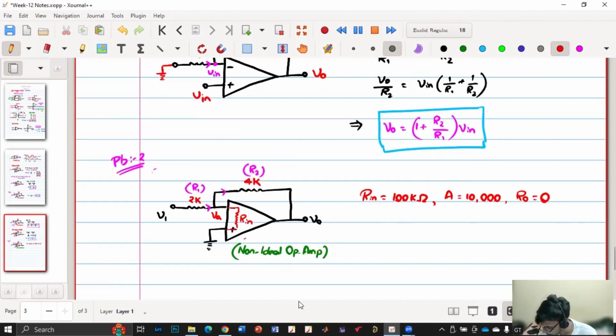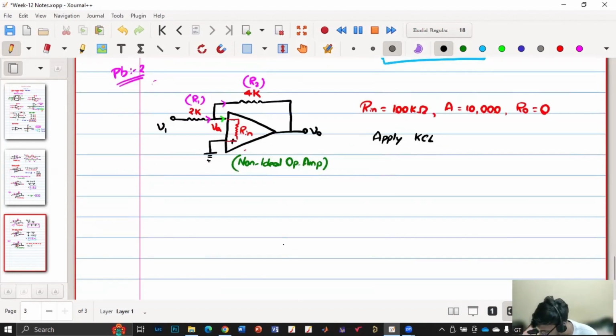So now if you want to apply KCL here, you will see there will be current flowing in this direction also. So whatever this magenta we cannot equal now, but we can still apply KCL at the terminal. So apply KCL, then we'll be getting (V1 minus VA) by 2K is equal to VA by Rin, which is 100K, plus (VA minus V naught) by 4K. So this is our equation 1.